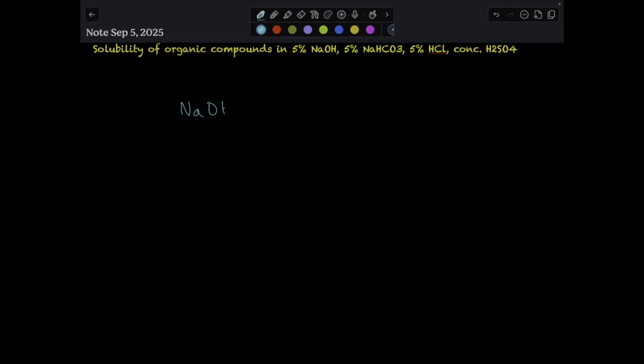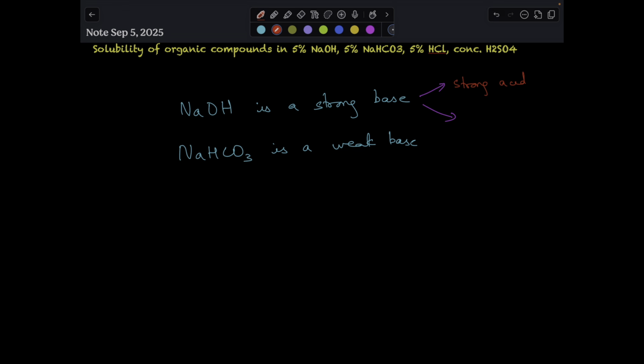Sodium hydroxide is a strong base, and sodium bicarbonate is a relatively weak base. So, sodium hydroxide can dissolve strong acids as well as weak acids because it's a strong base. So, it can dissolve both.